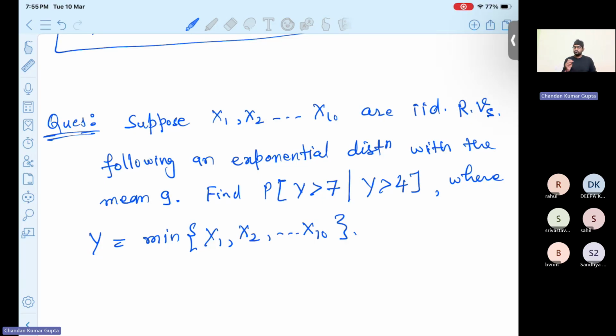So the first thing is to find the distribution of xi. Then from there, find the distribution of y. And once we have the distribution of y, we can calculate the probability. And there is one more thing: since the exponential distribution, in the case of a continuous distribution, follows the memoryless property, here we can use the memoryless property because this is in a similar form. You can remember. So let's solve this.